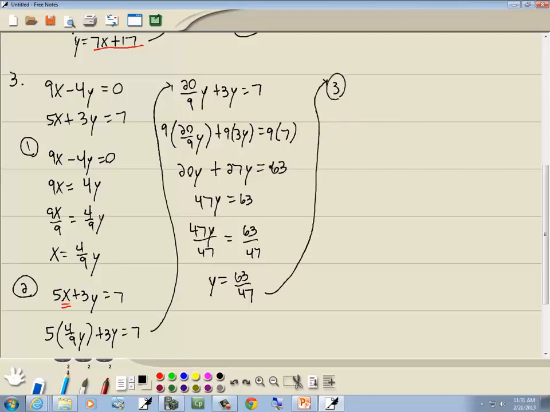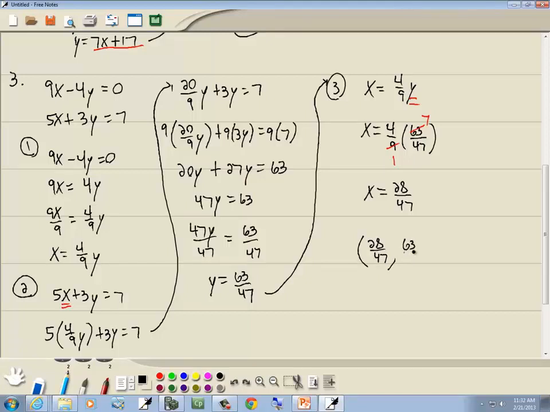Step 3. Now plug this into the equation from step 1. The equation from step 1 said x is equal to 4/9 y. Now down here in step 2 we said y is equal to 63 over 47, so we're going to replace the y here with 63 over 47. So we got 4/9 times 63 over 47. Now 9 and 63 are both divisible by 9. So we got 9 divided by 9 is 1, 63 divided by 9 is 7. 4 times 7 is 28 over 47. So now our answer is 28 over 47 and 63 over 47.